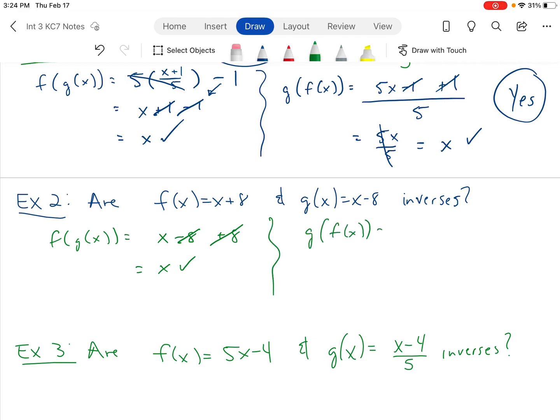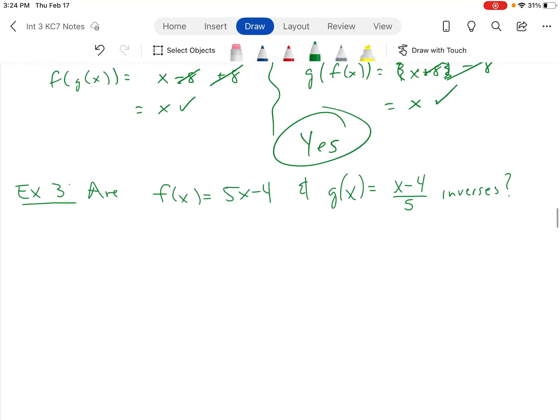Now the other way around. I have some blank minus 8, because it's x minus 8. And in here, I'm going to plug in x plus 8. Again, I don't really need the parentheses here. And I can simplify the positive 8 and the negative 8 to give me 0. And then I have x by itself. So yes, these are inverses of each other.